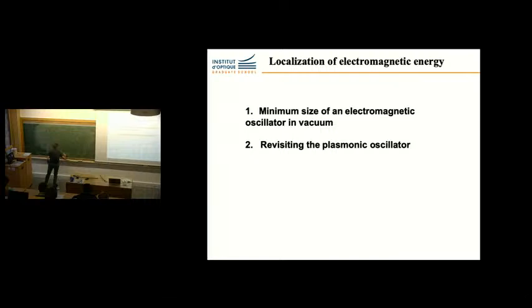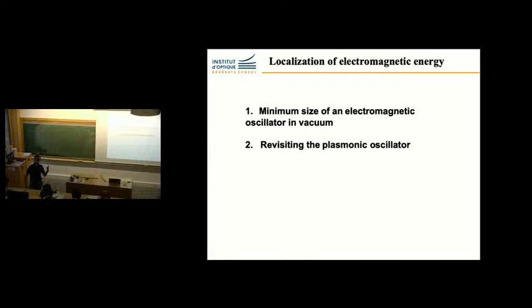So that tells you that the size of the volume, if you want to have an oscillator, has to be on the order of lambda over 2 pi, which is, as you know, the smallest distance possible between two mirrors when you have a Fabry-Perot cavity. That's the minimum mode. Okay. So that's a form of diffraction limit.